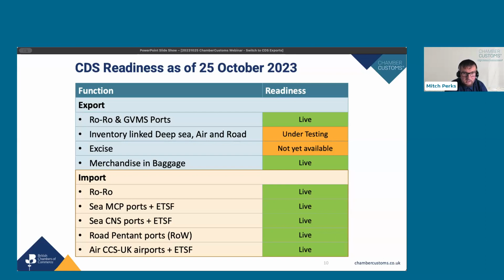In terms of excise, currently that isn't available yet, and we don't have a timeline or any further information from HMRC on when excise movements can be submitted through CDS. But what can be submitted is all RoRo and GVMS movements, and also any declaration that is for merchandise and baggage. So we're making good progress, and merchandise and baggage is one of the most recent updates from HMRC. So it's looking good. There's just the final phase to complete before that deadline to allow all declarations to be submitted on CDS.